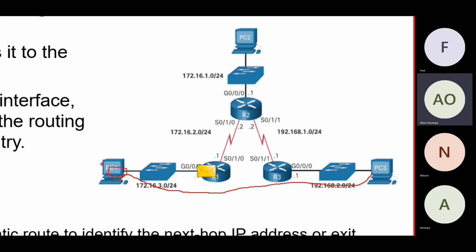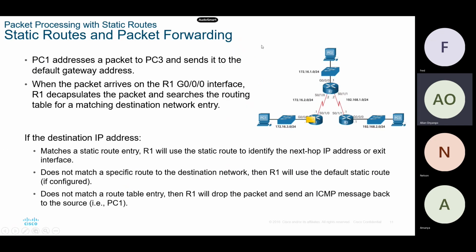That means the packet will have to go from PC1 to R1, R1 is going to send it to R2, R2 will send it to R3, and R3 is going to send it to PC3 right here. What is going to happen is that PC1 addresses that packet to PC3 and sends it to the default gateway address, which is R1, and when the packet arrives on the G0/0 interface of R1, R1 must do the process we learned in module 1.